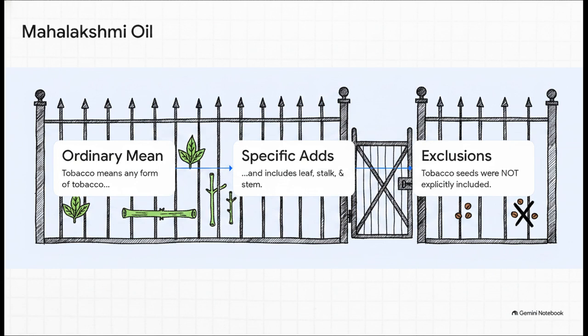Check out the 1982 Mahalakshmi Oil Mills case. The statute defined tobacco as means any form of tobacco and includes leaf, stalk, and stem. So, the big legal question was, do tobacco seeds count? The Supreme Court gave a hard no. Because the legislature combined means and includes, they created an exhaustive list. If they wanted seeds included, they had to specifically list them. Since they weren't explicitly in the inclusive part, they were completely excluded.